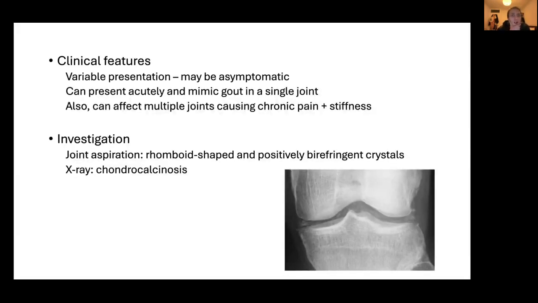So moving on, the clinical features, as I said, are a variable presentation, maybe asymptomatic, and that's with regard to CPPD, not pseudogout, which is the acutely symptomatic version. It can affect multiple joints and cause chronic pain and stiffness. And on investigation, you see specifically rhomboid-shaped, positively birefringent crystals. So that's different to the negatively birefringent, needle-shaped crystals you see in gout. And then on an X-ray, you see this chondrocalcinosis.